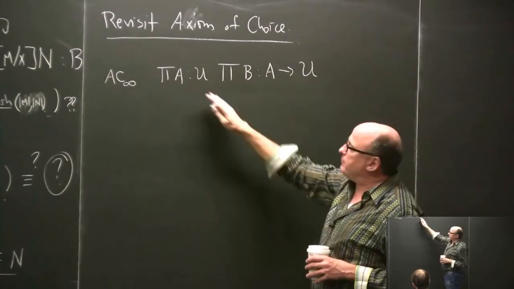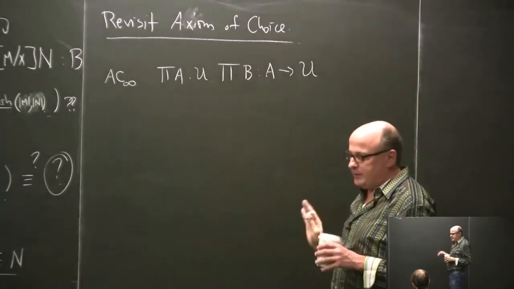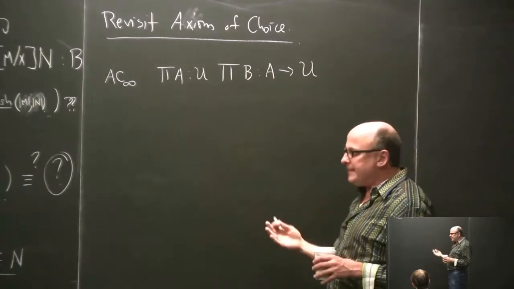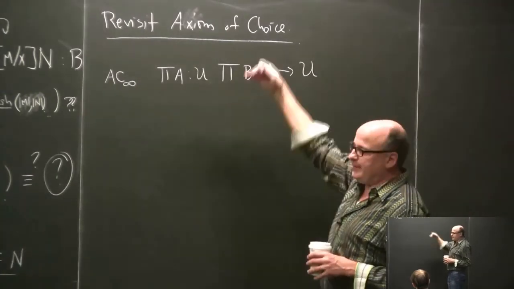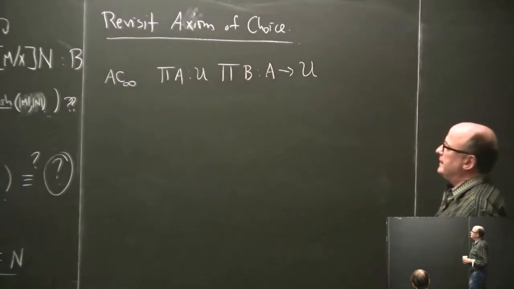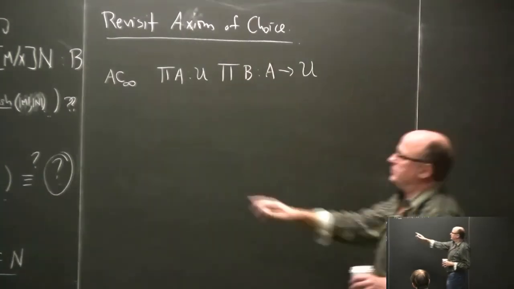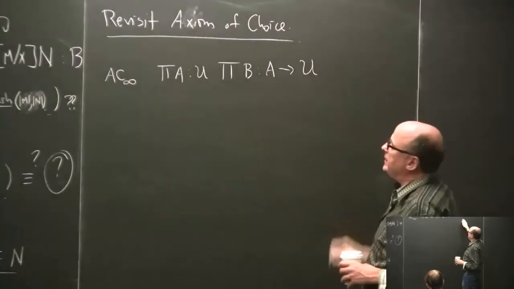By constraining it to U, I'm not trying to say it has to be somehow a small type. I'm just saying it's any type, and this is universe polymorphic. So whatever level you're at of the universe hierarchy, this will apply. So that's what is meant here. There's no significant restriction on A and B.